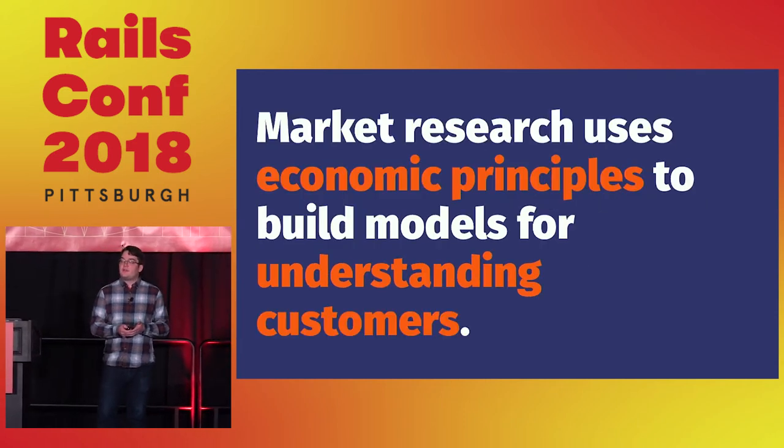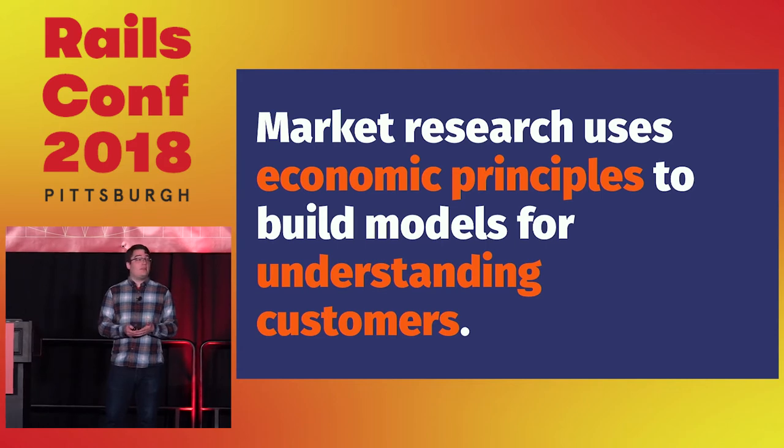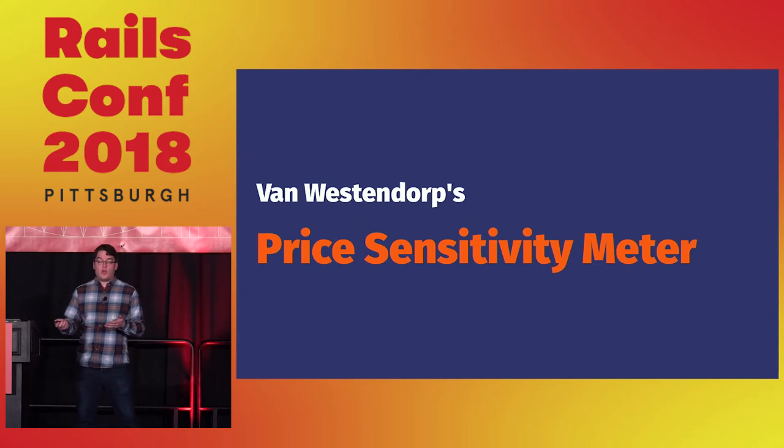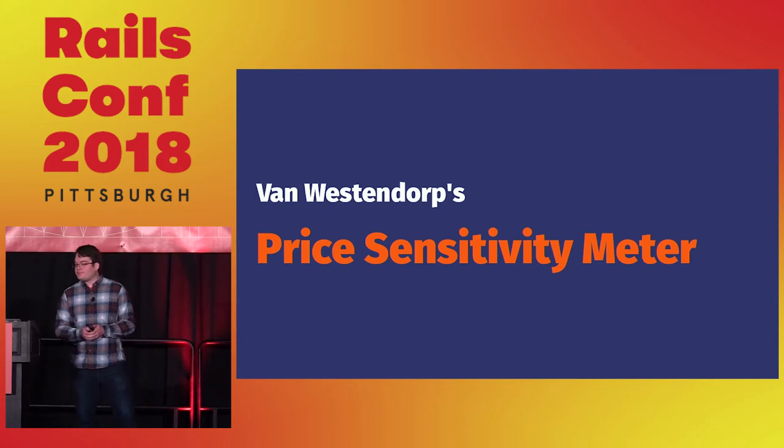Market research uses economic principles to build models for understanding customers. There are many different models for doing this. I picked one of them, and it is called the Van Westendorp's price sensitivity meter. This was originally outlined in a paper in 1976 for the European Society of Opinion and Market Research, and it's still used widely today. And that's the model that we're going to use to model this demand side equation for deciding how to price your products.